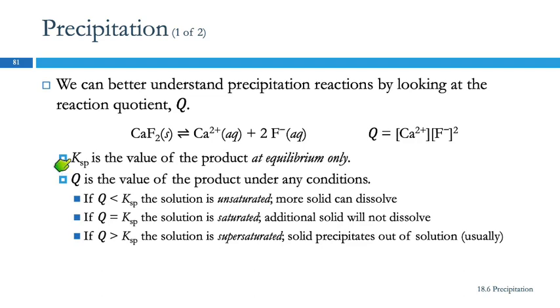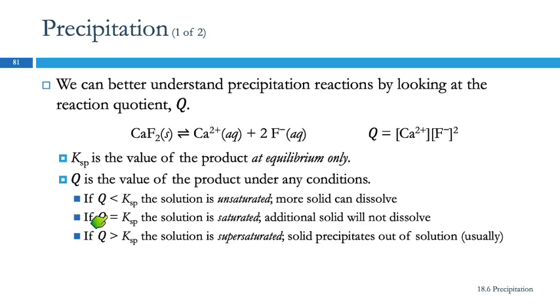So KSP is the value of the product at equilibrium. Q is the value of the product under any conditions, the product of the product concentrations. So comparing Q to K will tell us what's going to happen in the reaction.